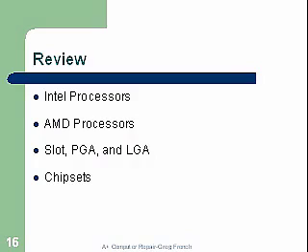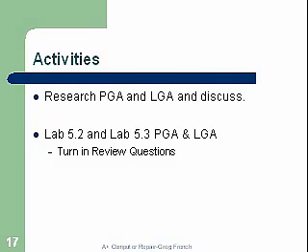Activities. I want you to research the PGA and the LGA and get ready for a discussion as to what's going on with those two technologies, where we're headed for the future, and why one differs so much from the other. Labs 5.2 and 5.3: the PGA and LGA, the types of pins and land grids for the CPUs. I want you to go ahead and do those labs and then turn in the review questions at the end.